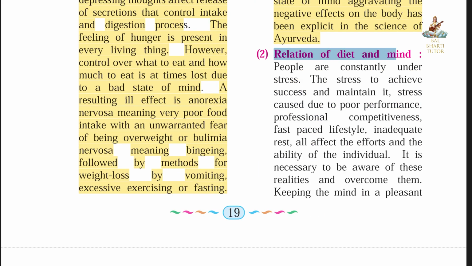Second, relation of diet and mind. People are constantly under stress. The stress to achieve success and maintain it, stress caused due to poor performance, professional competitiveness, fast paced lifestyle, inadequate rest, all affect the efforts and the ability of the individual. It is necessary to be aware of these realities and overcome them.